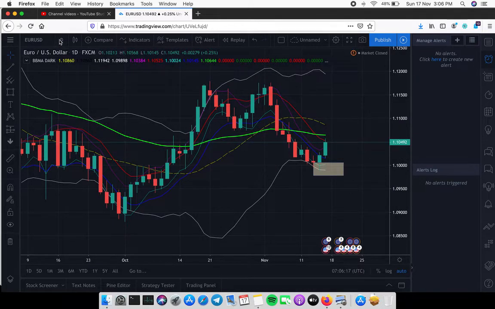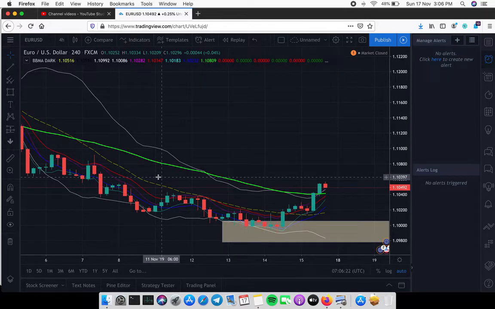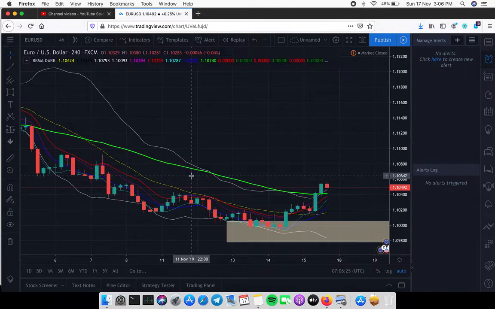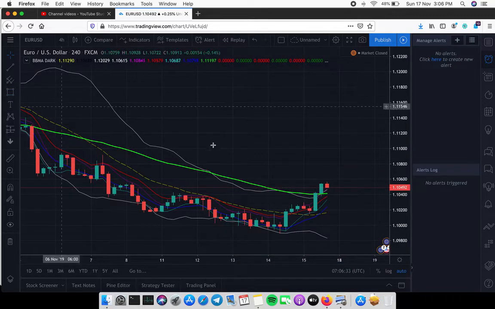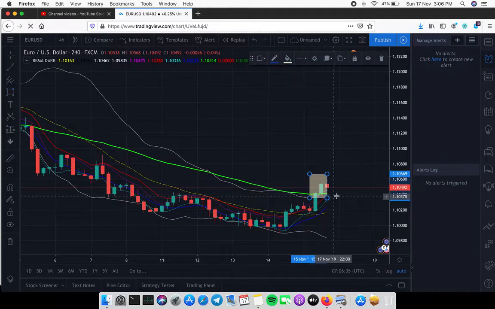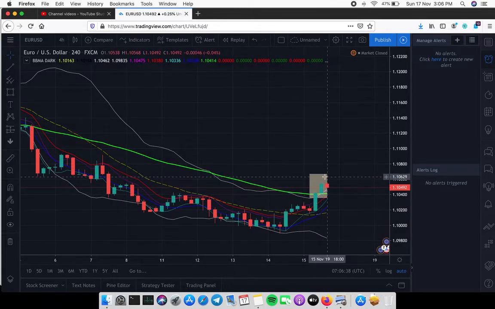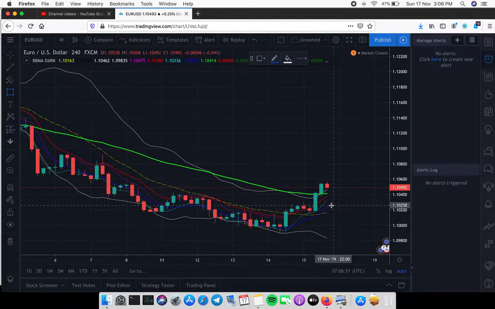On H4 we want to see a confirmation that the buy setup is valid. To make the buy setup valid, we need to see momentum buy. Here we can see a bullish candle that closes above the top BB. So straight away from here we can see that this buy setup is valid, and what we can do is layer our buys until here, or we can wait a little bit for the re-entry zone.